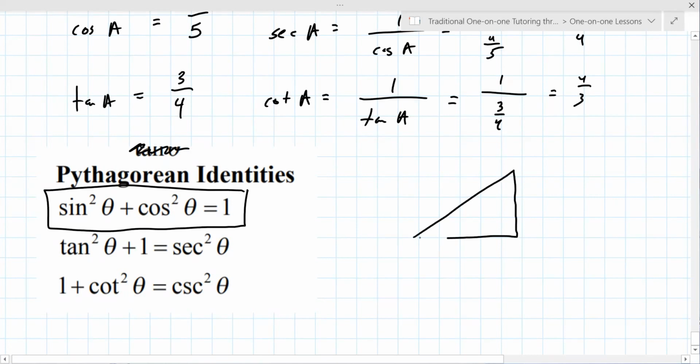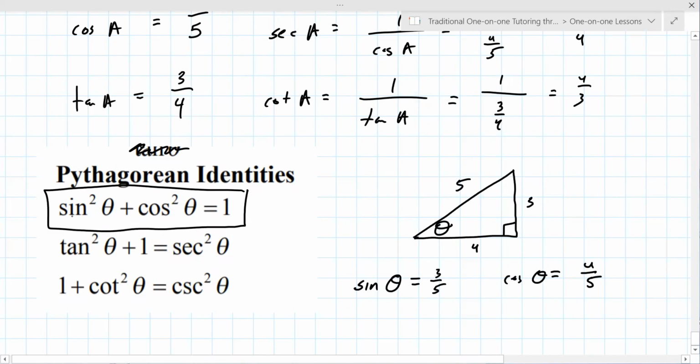So let's look at a triangle. Let's look at the same one we just did: 3, 4, and 5. And let's say that's theta. Theta just means the angle. So from our previous problem, what is sine theta? It's going to be 3/5, right? And then cosine theta is 4/5. It's adjacent over hypotenuse.